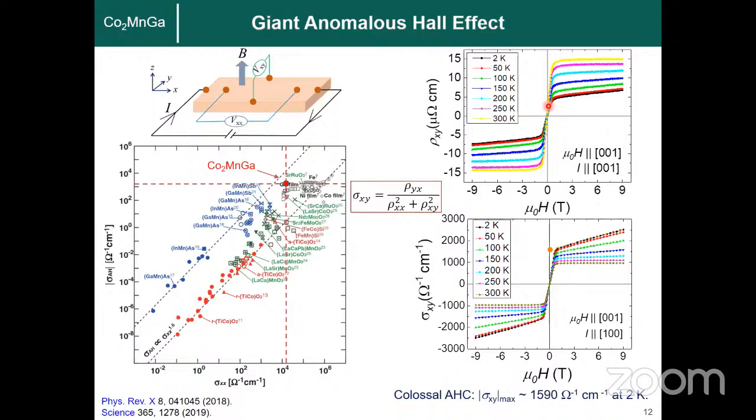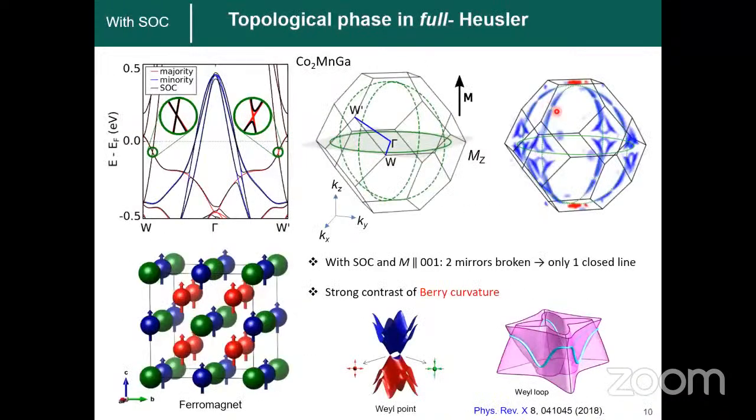Yeah, interesting talk. I just wanted to know what are the basic ingredients. It was not very clear to get this Weyl loop. You have broken mirror symmetry. You also have ferromagnetism, so you have also broken time reversal symmetry. So what is the ingredient? Of course you found it in this cobalt, manganese, gallium, but if I have to think of another compound, what is the ingredient to get a Weyl loop instead of a Weyl node?